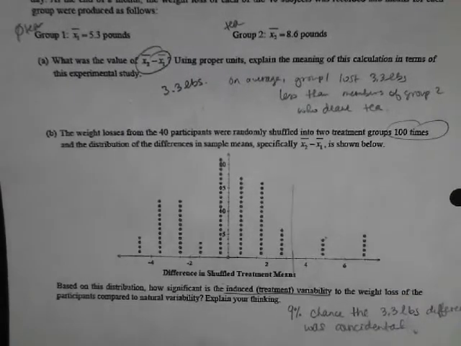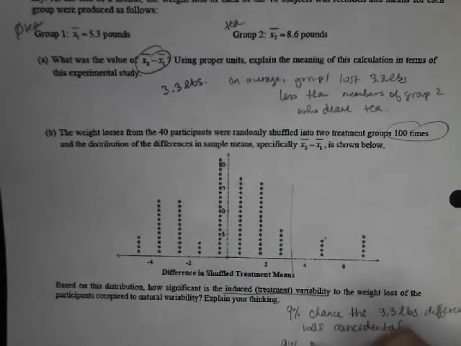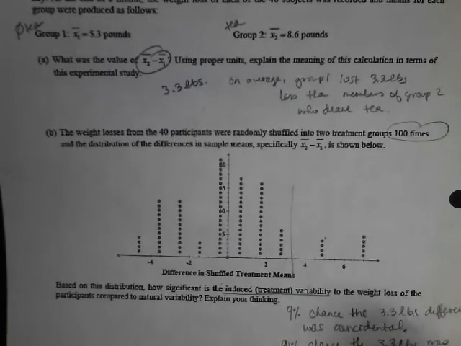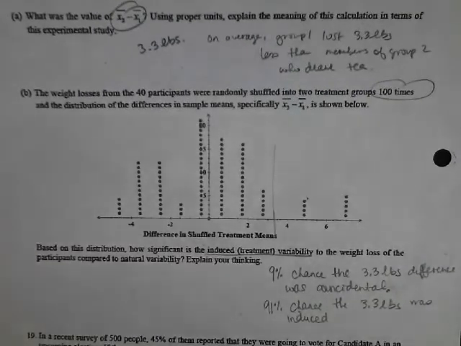Which means if you want to say it the other way, like glass half full, glass half empty, you say there's a 91% chance the 3.3 pounds was induced. In other words, caused by the fact that they had tea. And that's good for that.